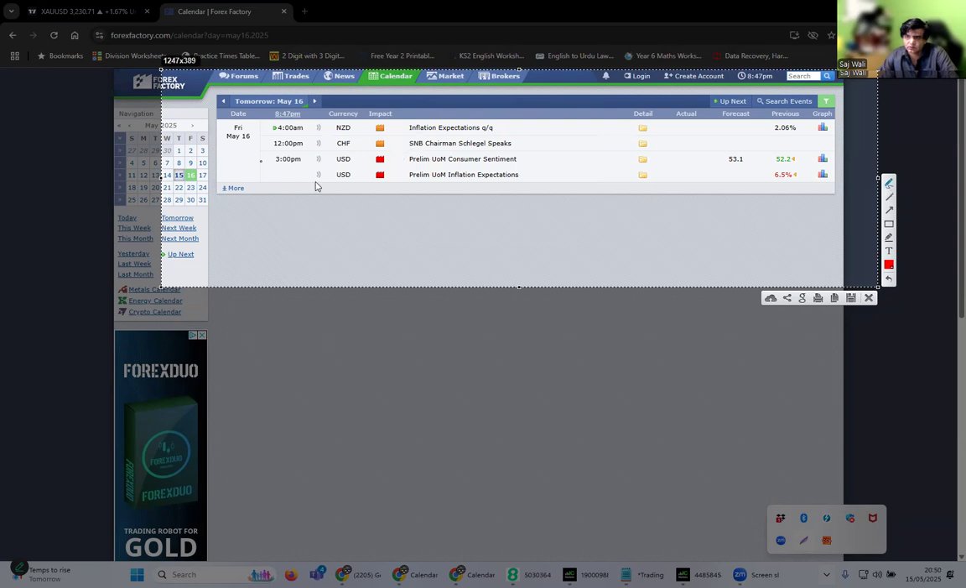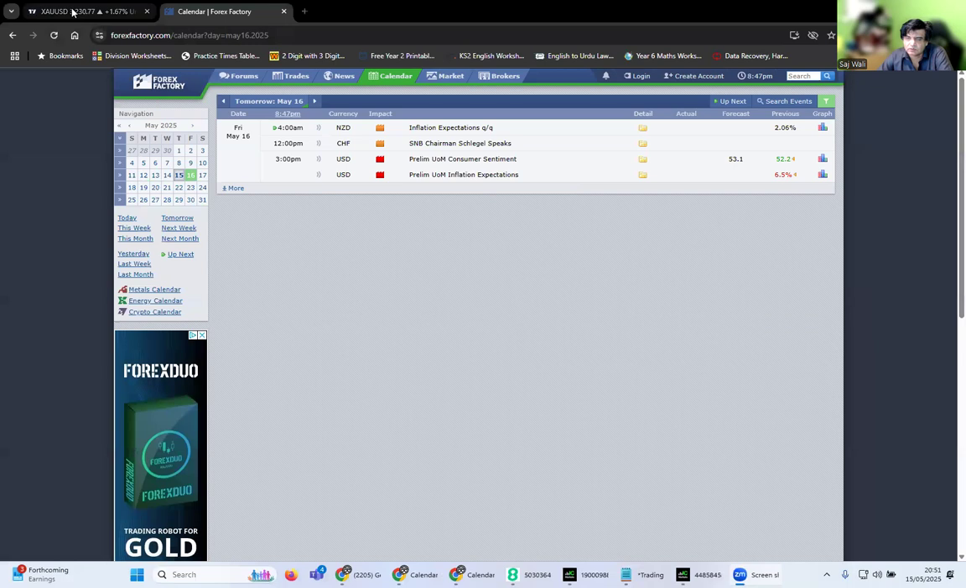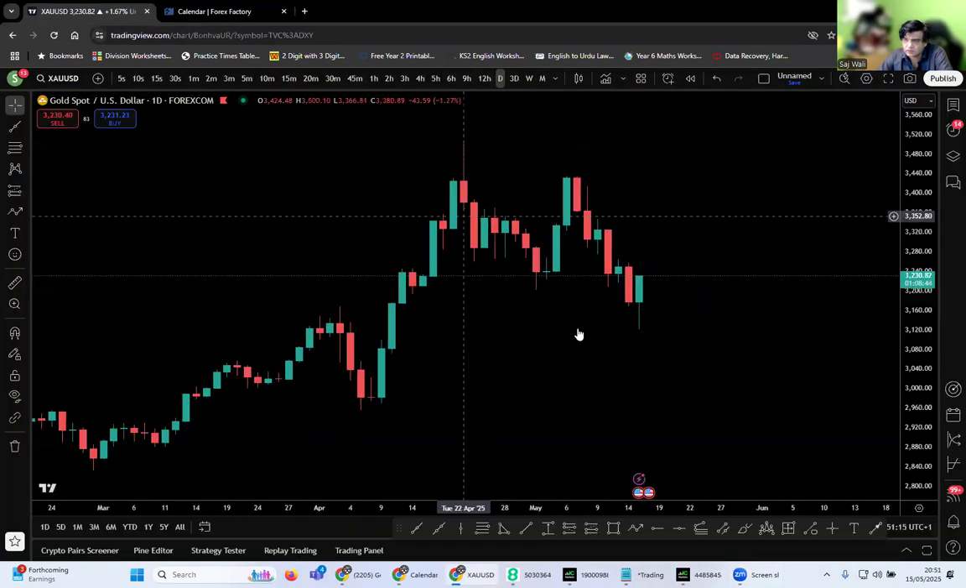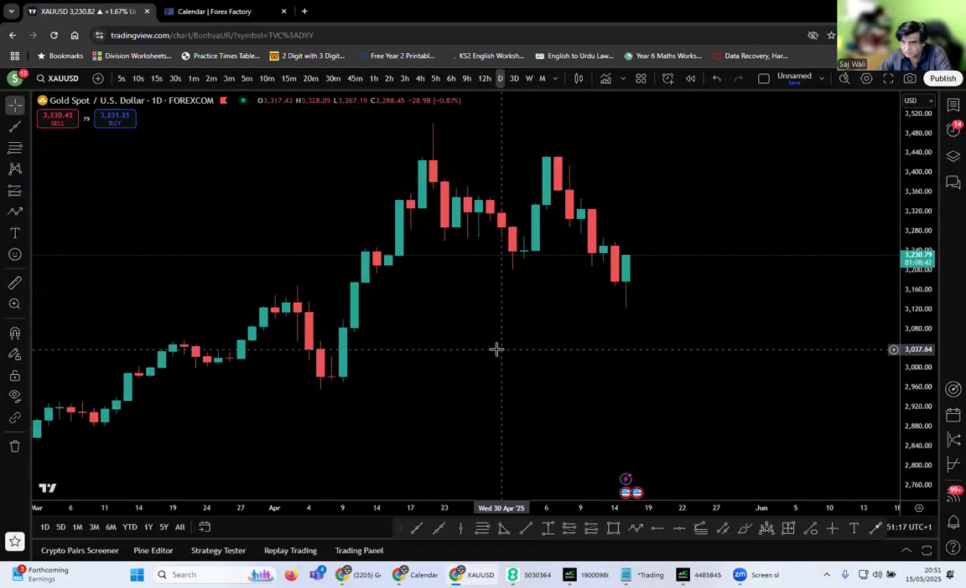Right. So we got this prelim UM consumer sentiment and prelim inflation expectation. It's not very important news, but it does have impact. Not like CPI or any FOMC, it's not like that. But anyway, let's go on to our chart and see what's happening in gold.